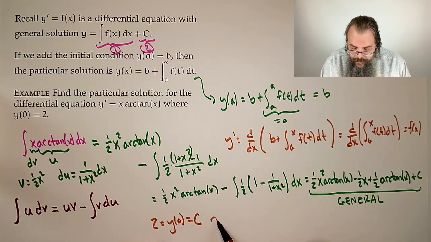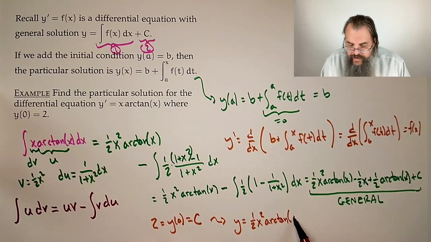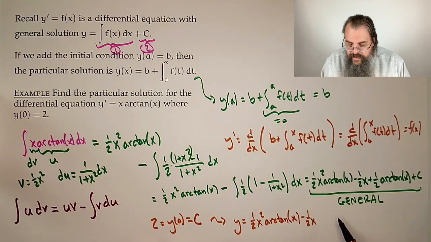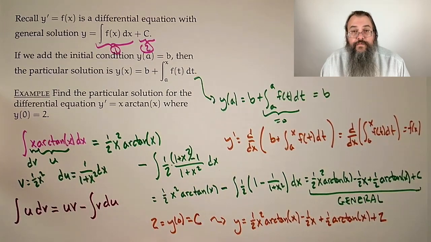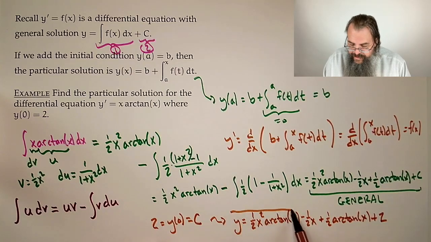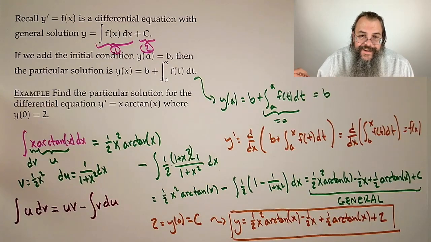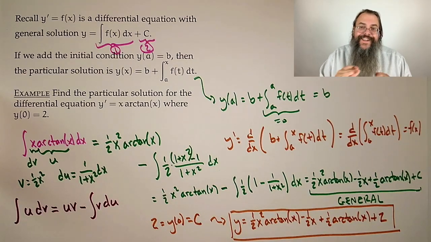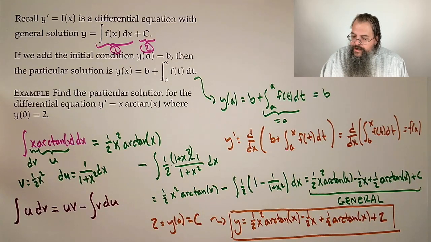So we can now put that in, and we say, aha, our answer is 1/2 x squared arctangent of x minus 1/2 x plus 1/2 arctangent of x plus 2. And that is our particular solution. And we're done, which is good because we ran out of space. Wonderful, wonderful. All right, well, good.